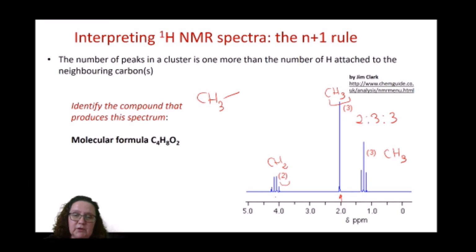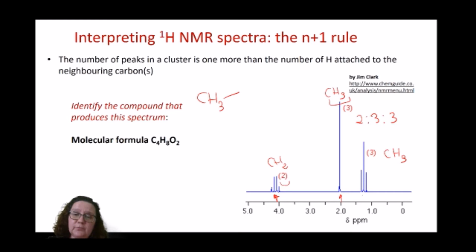Then I look at this multiplet. It says 4 signals, so it's a quadruplet, and I think, well, n plus 1 equals 4. That means that n needs to be 3. What does it mean? Well, that tells me that this CH2 is next to a carbon with 3 hydrogens. So this CH2 is next to a CH3.